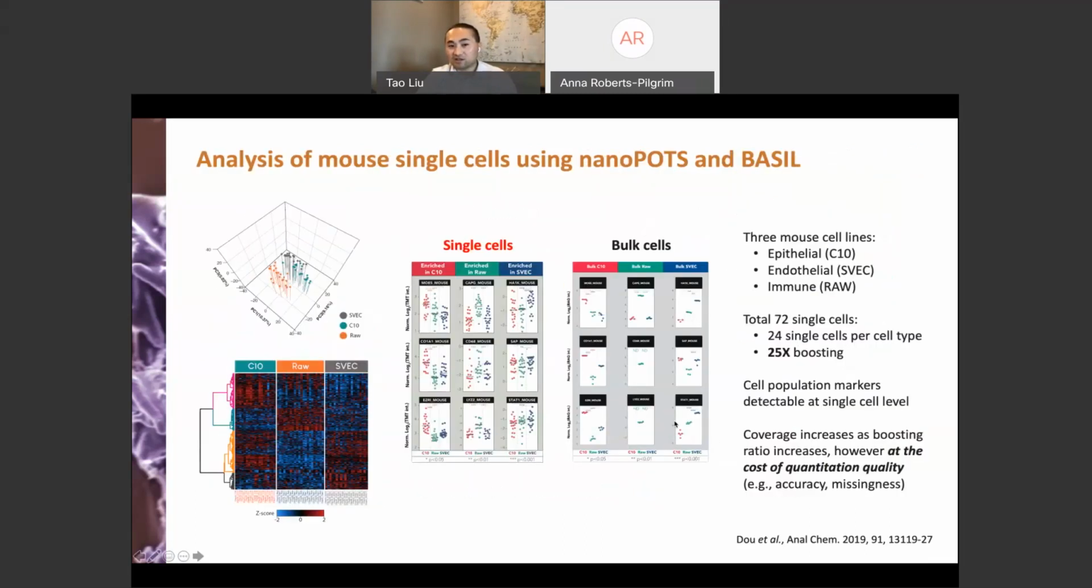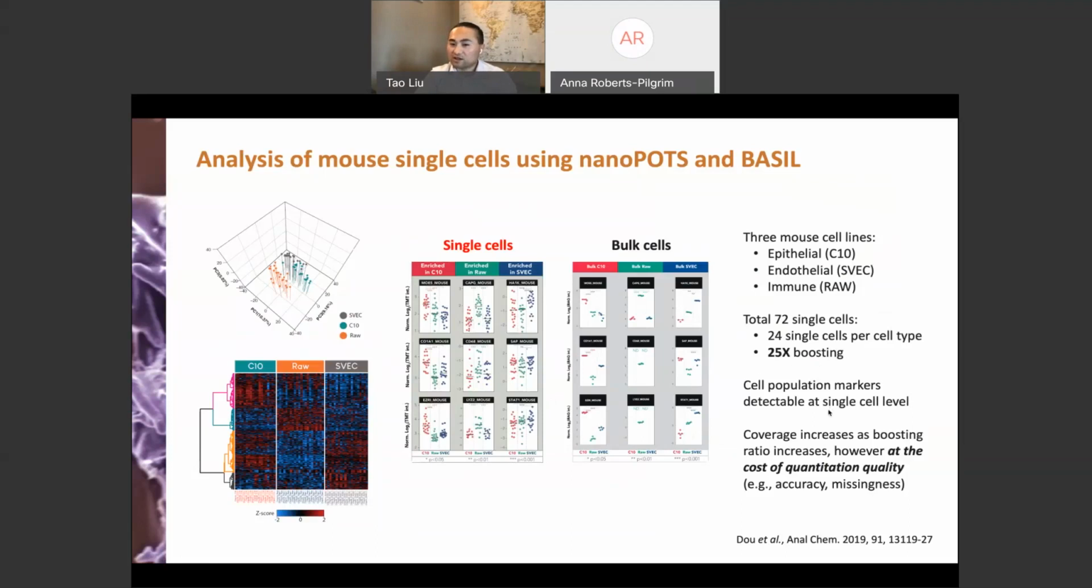And as an initial application, we analyzed 72 cells from 3 different cell lines. We also did bulk analysis as a comparison. As you can see here, we have reproducible, robust quantitation achieved from each of these individual single cells. And we can also largely recapitulate the differences seen in the bulk analysis at the single cell level, even though with a higher amount of variation, which is expected. And in this case, we were only using 25-fold boosting.